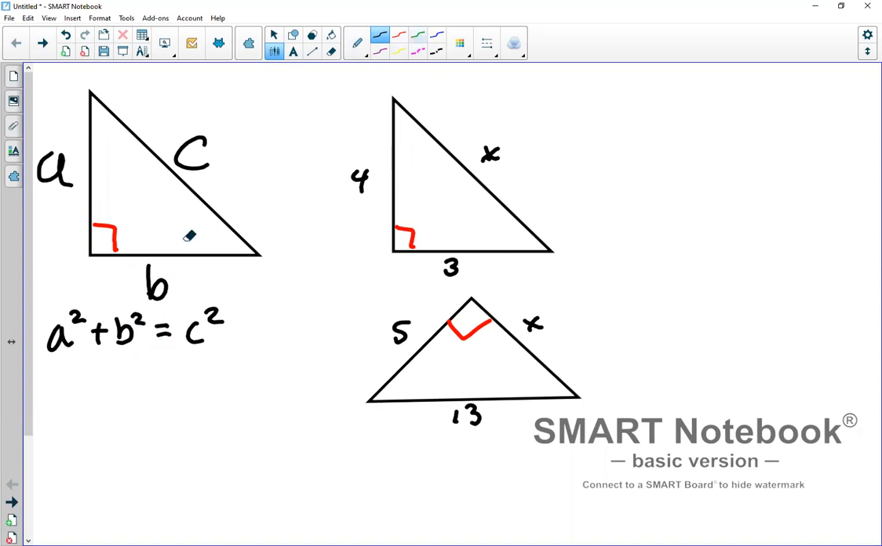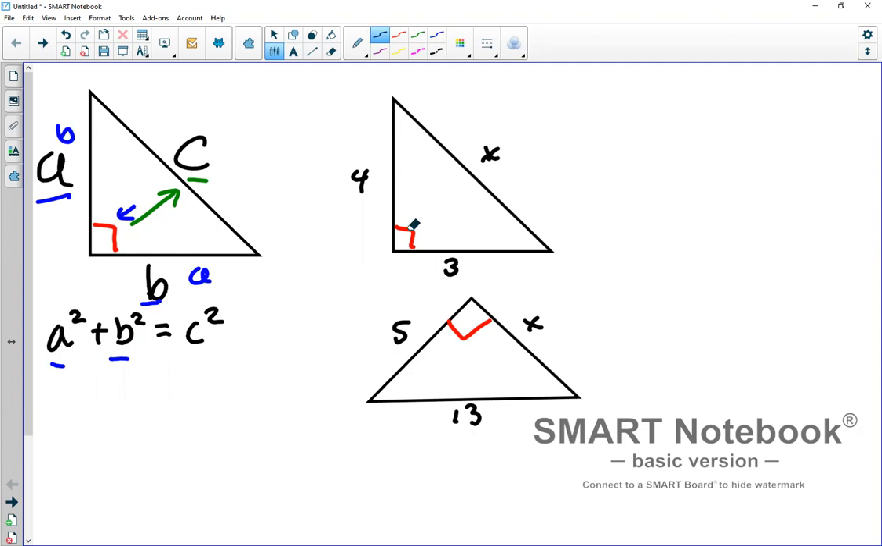What's very, very important is that A and B are always the sides next to the right angle, called the legs. They're never the opposite side. And C will always be the hypotenuse, which is the one across from the right angle. Very, very important. Whether A or B, whatever letter you use, it does not matter. If you call this one A and this one B, or you swap the letters, that's okay. But very important, C has to be the hypotenuse.